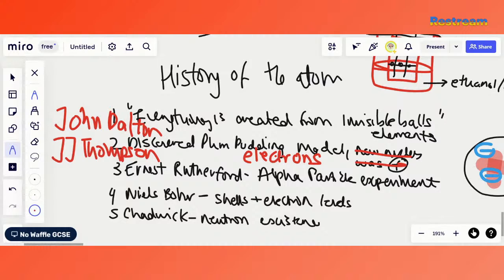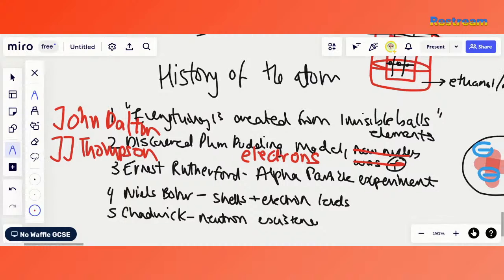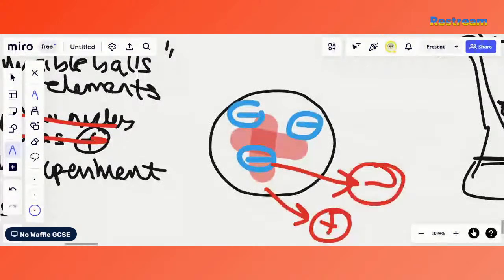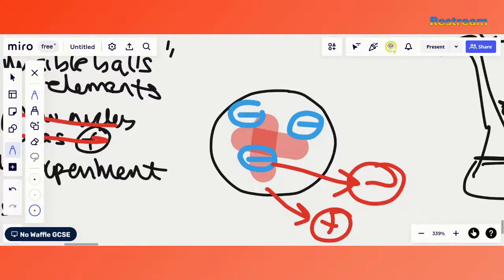So he then came up with the plum pudding model, because he knew of the existence of electrons, but he also knew that the charge of an atom is positive. That an atom had to be positive is that there had to be a positive charge there as well. So he described the atom as a model, saying that it's like a plum pudding cake. It's a sphere of positive charge with negative electrons embedded into it to create an overall neutral charge.